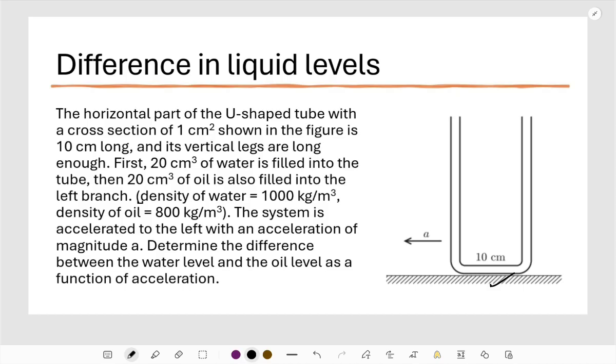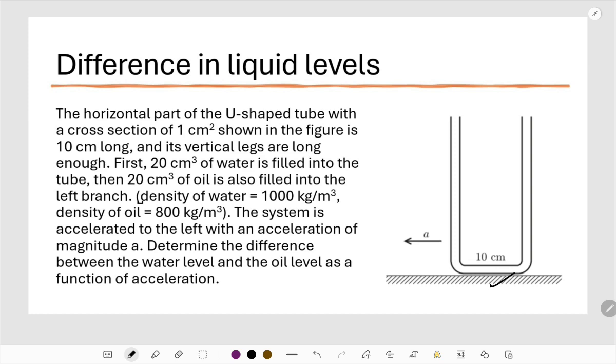I'm not interested in its volume, I'm interested in the length of the water column, and that I can find simply by dividing its volume by the cross-sectional area of the U tube, that is 1 centimeter square, so that it becomes 20 centimeter, that means 0.2 meter. So you just poured in 0.2 meter of water column into the U tube.